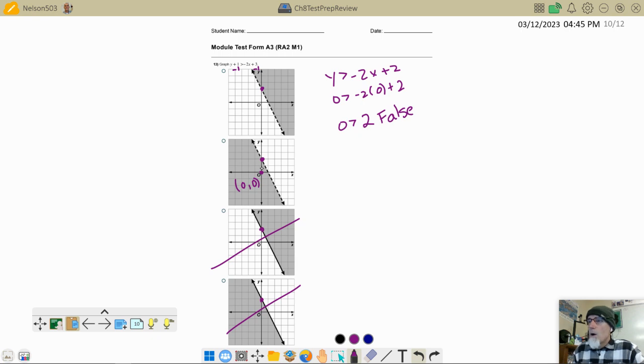So I do not want to shade this way, not this way. I want to shade this way. So it's definitely this one right here. When I shade in that direction, I'm saying these points would all be good, because if the origin didn't work, then the other side of the line is going to work. So it's definitely the first one right there.